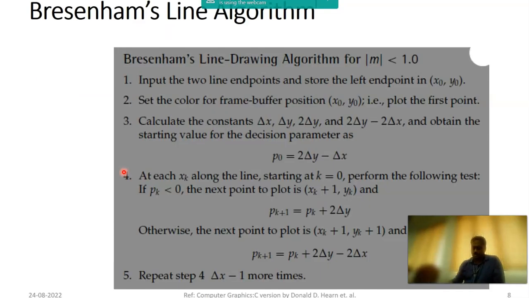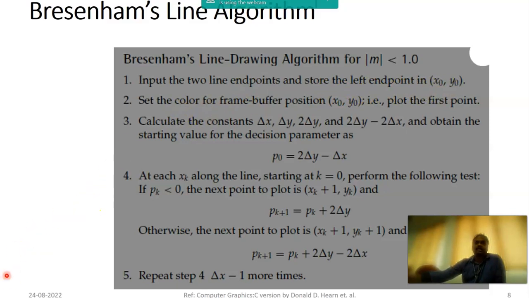So this is the Bresenham's line algorithm, summarized here. The logic here is Bresenham's line drawing algorithm for slope less than 1.0. If it is more than 1, we have to reverse this process, so the y value will keep on increasing and we have to decide x. So here, input the two line endpoints, x naught, y naught and x end, y end, and store the left endpoint, x naught and y naught, in the buffer.